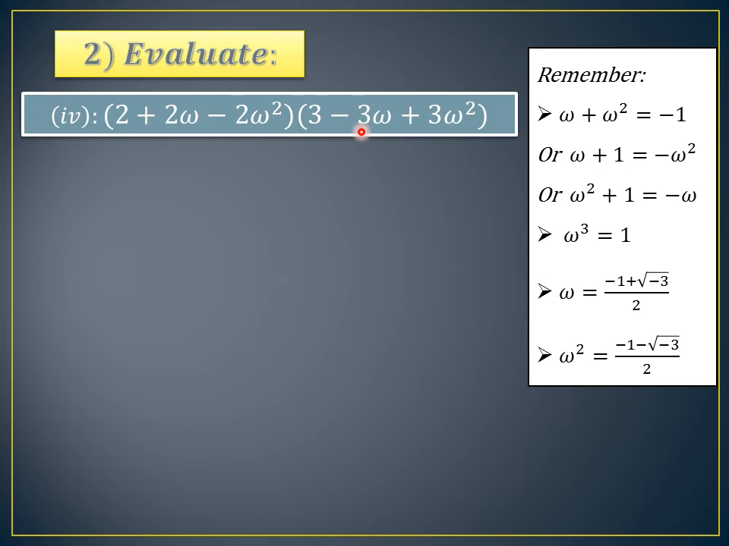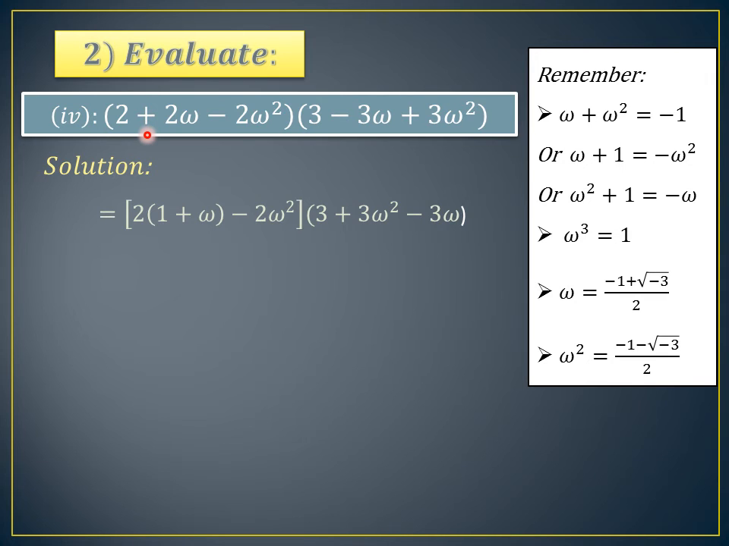Talking about the second bracket, if I take common from 3 and minus 3 omega, it will become 1 minus omega. Can I have any value of 1 minus omega? No, I don't have any value of 1 minus omega. So that is not possible. We cannot take common from the first two digits. So what will we do?